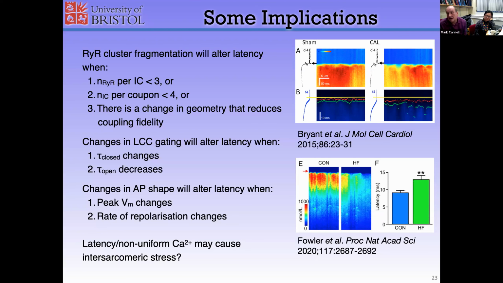And that intrasarcomeric stress may somehow feed on through the cytoskeleton into some other changes within the cell. We just don't know what that means here.